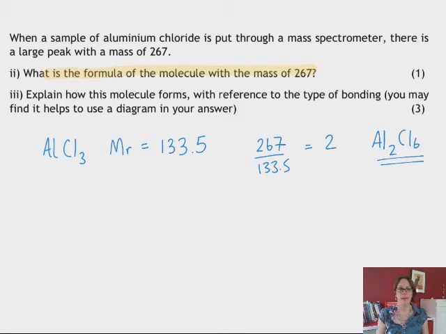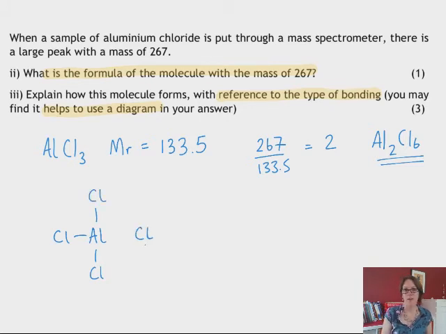So if it says use a diagram, and it says reference to the type of bonding, so those are clues. Definitely use a diagram. It's very hard to explain this in words without using the diagram to show what's going on. So we know that aluminium forms 3 bonds to the chlorine atoms, and we also know that leaves aluminium with a space in its outer shell.